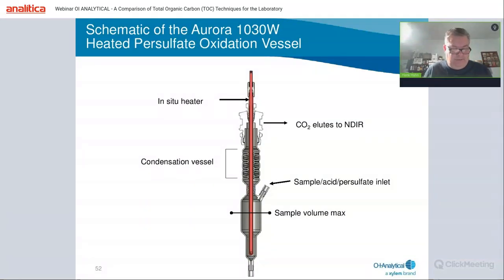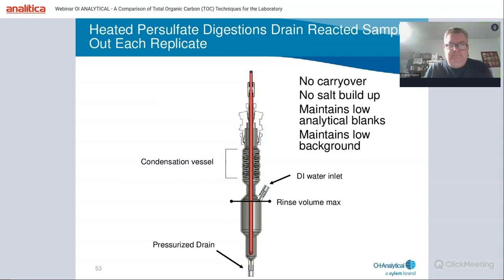Carbon dioxide is swept through a port on the cap of the assembly through a halide scrubber and permeation tube for removal of halides and additional moisture. There's no carryover, no salt buildup, and it maintains low analytical blanks and low background. There's the DI water inlet, rinse volume max, and then pressurized drain that we drain out after the reaction.